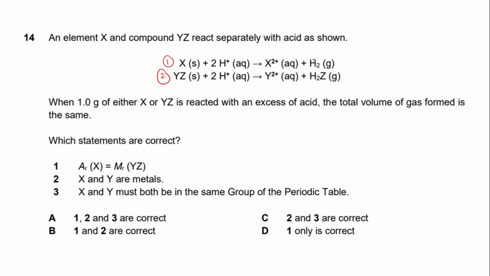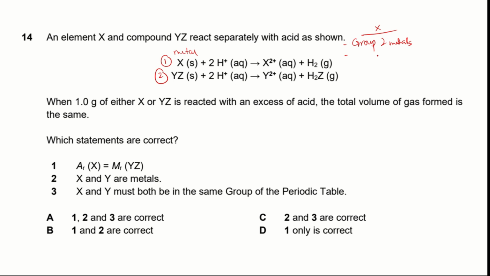Only metals will react with acid to form hydrogen gas. So X is a metal. What kind of metal? Example, group 2 metals. Why group 2 metals? Because +2 charged cation is formed in the reaction. So group 2 metals will react with acid to form +2 charged cation.